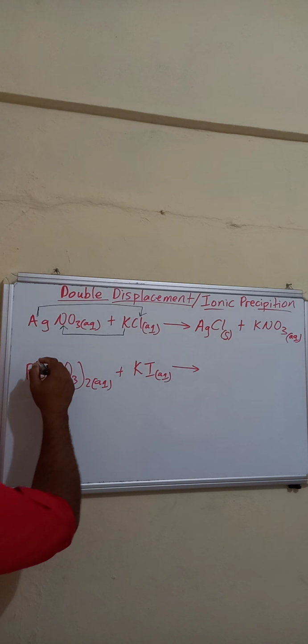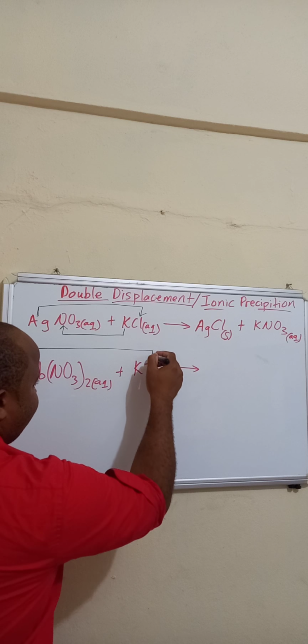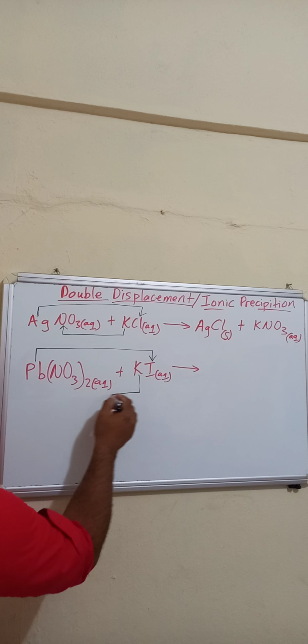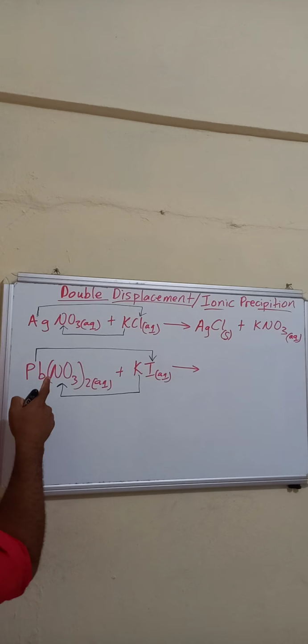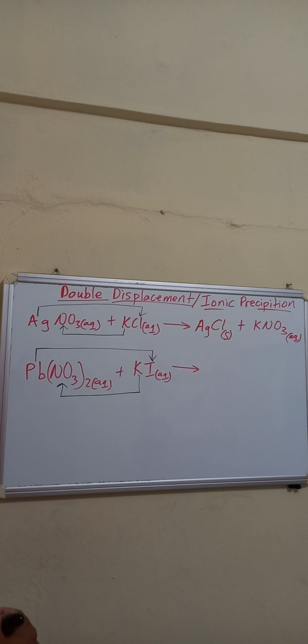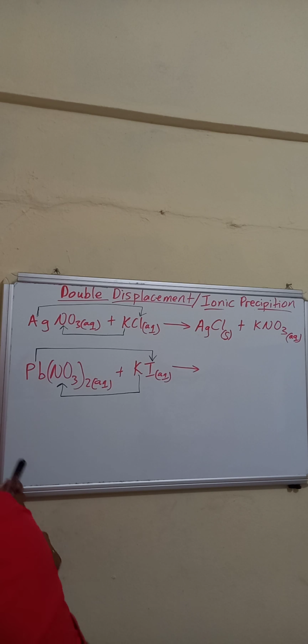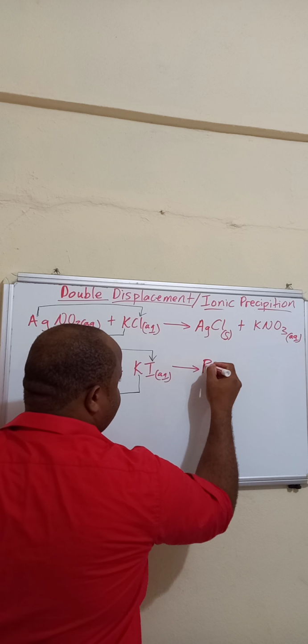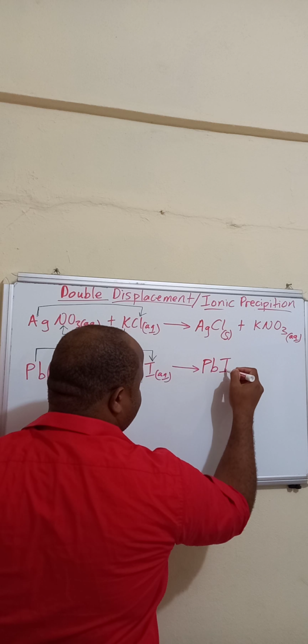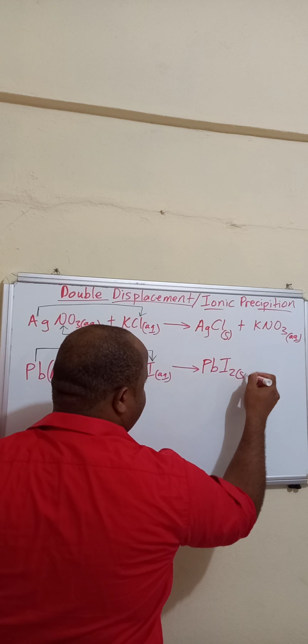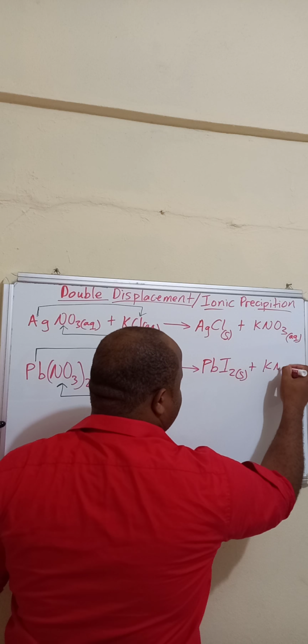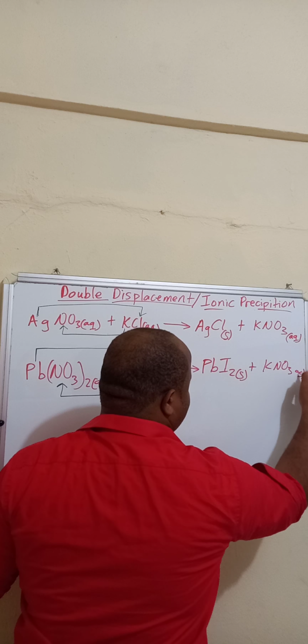So the lead ion will combine with the negative ion, which is the iodide ion, and the potassium ion will combine with the negative ion, which is the nitrate ion. So you would get lead iodide, PbI2, and potassium nitrate. Alright? So those are the examples of double displacement reactions.